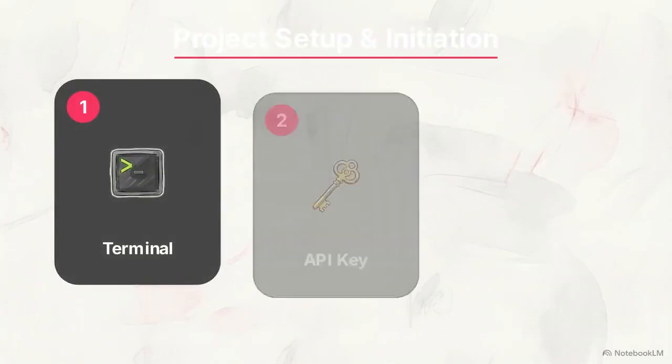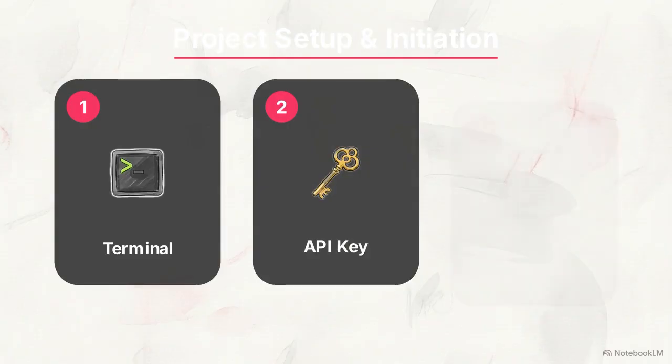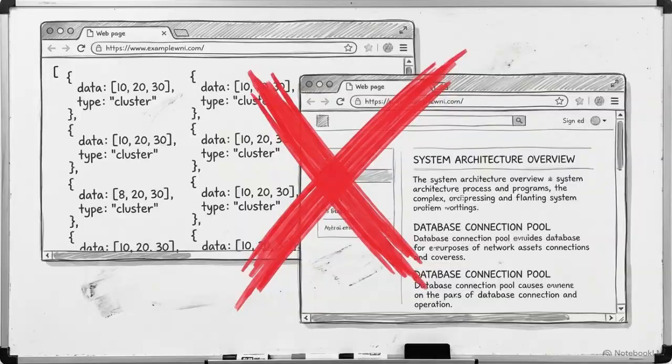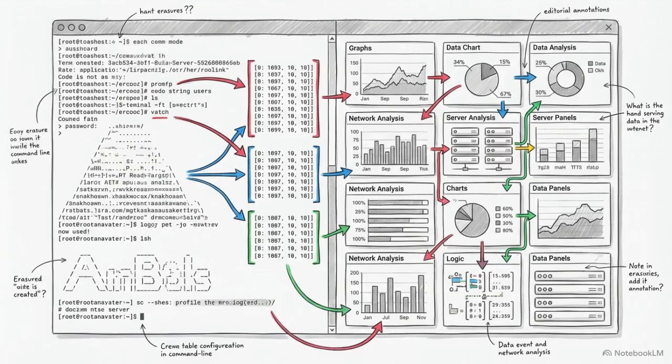You need 3 things to start: your terminal, an active Anthropic API key, and the rules and scope documentation for your target program. Once we configure these pieces, you stop pasting outputs into a browser tab. You get a terminal-native operator working alongside your tools.